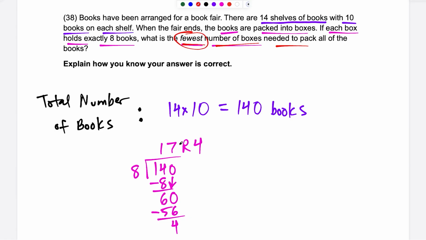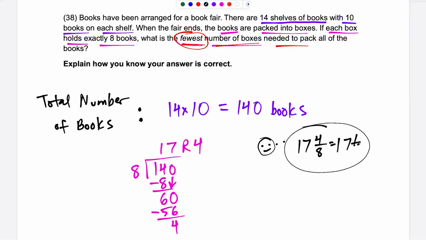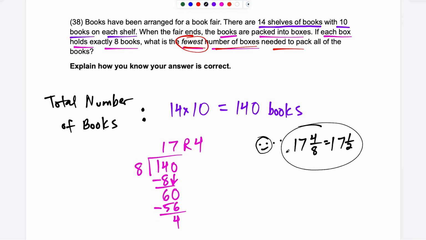Well, in this case, we're going to need 18 boxes, because if this is how many boxes we have, 17, but then we have remainder 4. What that tells us, if we think about it carefully, is 17 remainder 4 means 17 and 4/8. But 4/8 is equal to a half. So we would need 17 and a half boxes. But if you're packing up books, you can't have half of a box. Even if this fraction was really small, like 1/8, we would still need the 18th box because we would need space for that extra book. So we can't have part of a box. We can only have a whole number of boxes. So we're going to need 18 boxes.